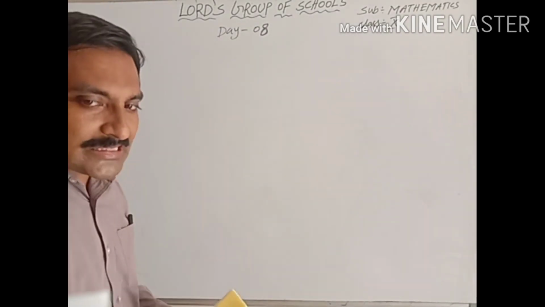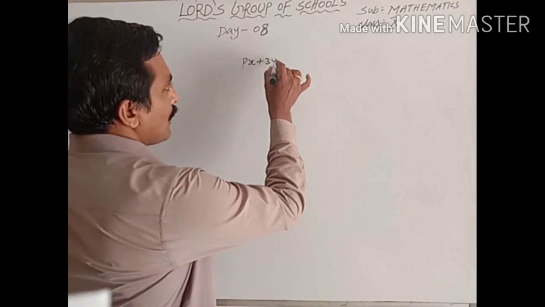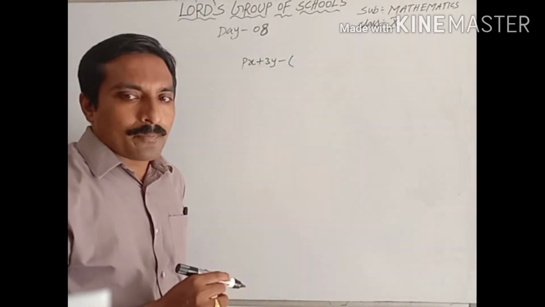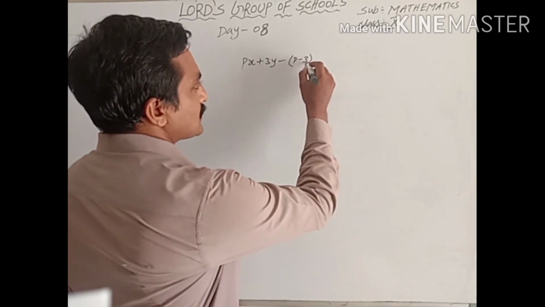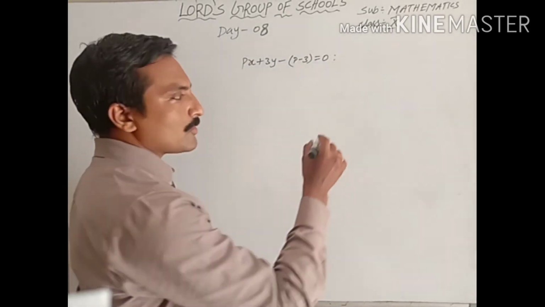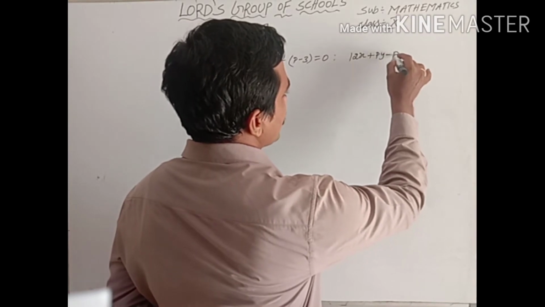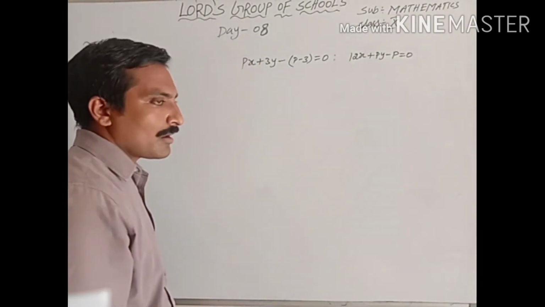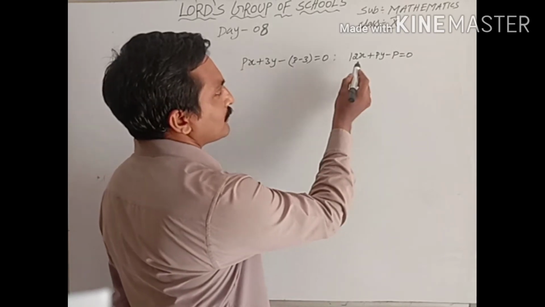The first equation is px plus 3y minus of (p minus 3) is equal to 0. The second equation is 12x plus py minus p is equal to 0. Here, what is being asked? Find the value of p.